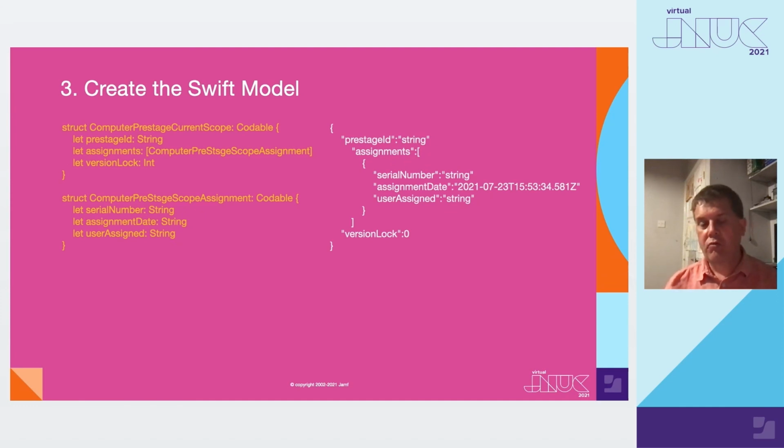On the right-hand side, we've got the raw JSON. So it's pretty straightforward, hopefully by now. You've got an array of assignments, which represents the serial number of the computer, the assignment date, and the user. But notice the version lock.